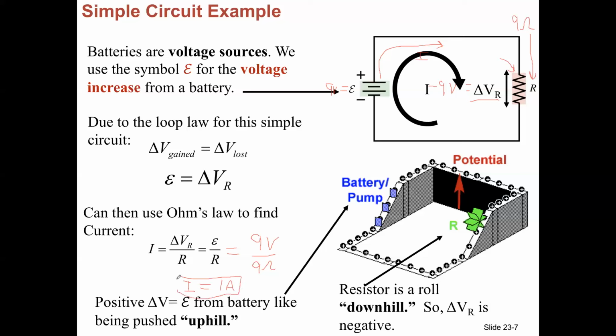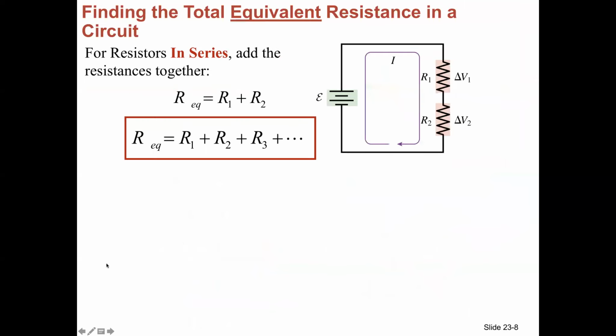And it would be moving from the positive side of the resistor to the negative side. Of course, what's actually moving here are the electrons, and they're moving in reverse. But as we talked about on Friday, we're going to assume the positive charges move. So that's kind of the simplest circuit example you can do.